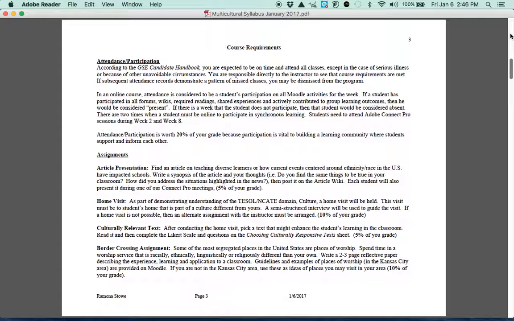After you do your home visit, you'll look at culturally relevant text. What would be a culturally relevant text for that student whose home you visited? And we'll have a checklist for you to look at to determine if what you picked really truly would be relevant for that student. Then there's a border crossing assignment, and that is part of our religion unit, where you'll visit a place of worship that's either ethnically or racially or linguistically or religiously different than what you are. And it's a really, again, a really powerful learning experience.